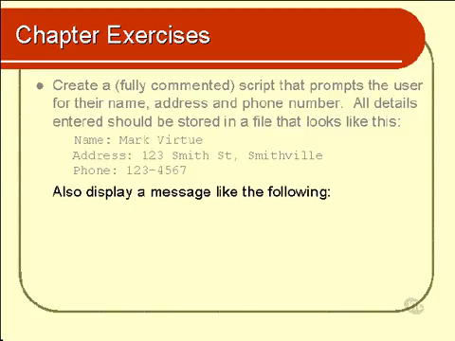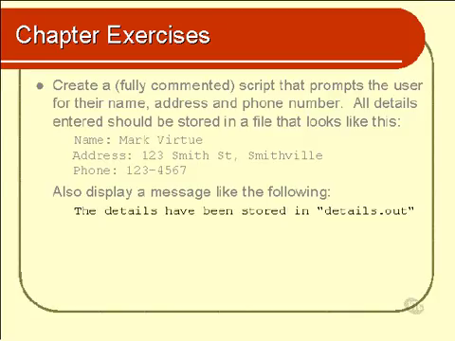Finally, when the program has completed, display a message on the screen. This is on the screen, not in the file this time, and it looks like this: the details have been stored in details.out. You don't have to call the file details.out, you can call it anything you like, but what I would like to see in your output message is those little double quotes surrounding the file name, just to see if you were paying attention when we were talking about special characters. That is a little bit tricky, that bit.